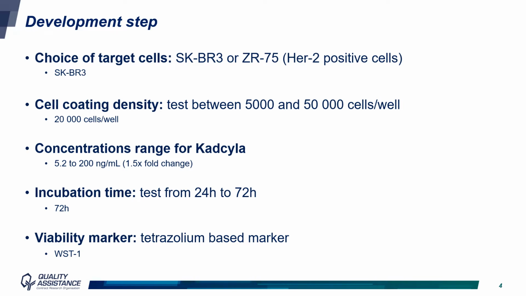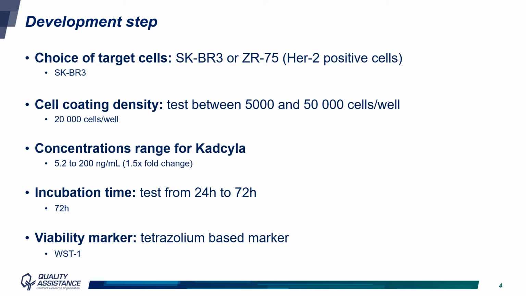Kadcyla concentration range was determined in order to obtain an optimal 4-parameter logistic curve with at least 2 concentrations in the upper and lower plateau and 3 concentrations in the linear part of the curve. Concentrations from 5.2 to 200 nanograms per ml of Kadcyla using a 1.5-fold change were set as optimal. The next parameter was the incubation time of the cells with Kadcyla. 3 timings were tested: 24, 48, and 72 hours. 72 hours of incubation showed the best signal-to-noise ratio and will be used for the following runs.